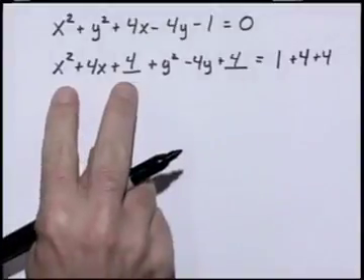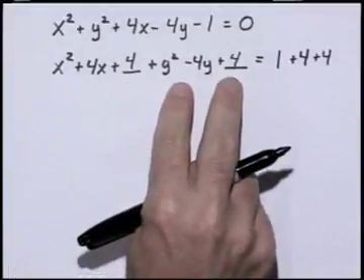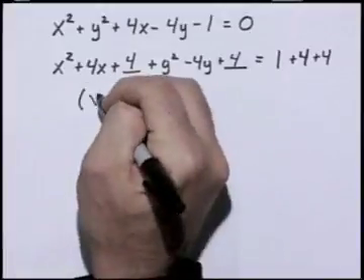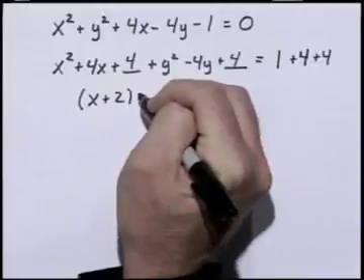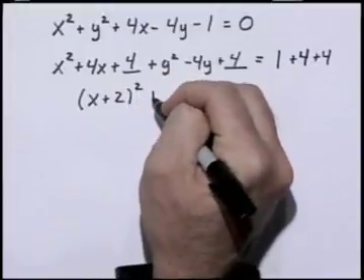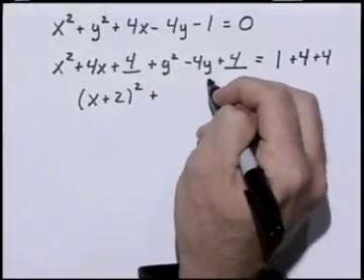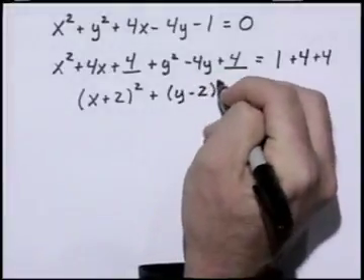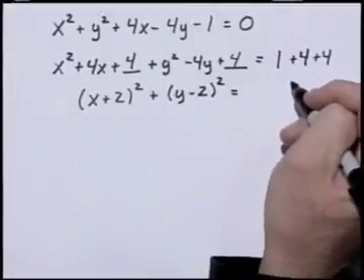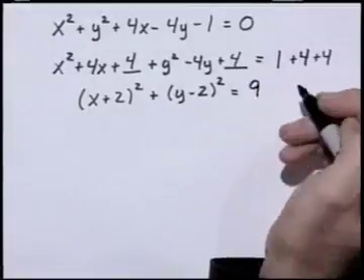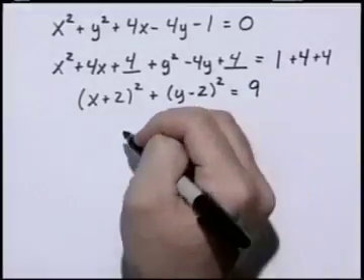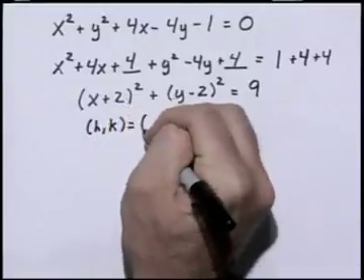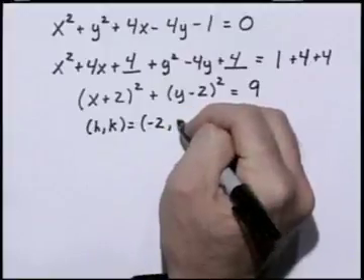Now we factor both perfect square trinomials. X squared plus 4x plus 4 is going to factor as x plus 2 quantity squared. Y squared minus 4y plus 4 is going to factor as y minus 2 quantity squared, and that's going to equal 9.